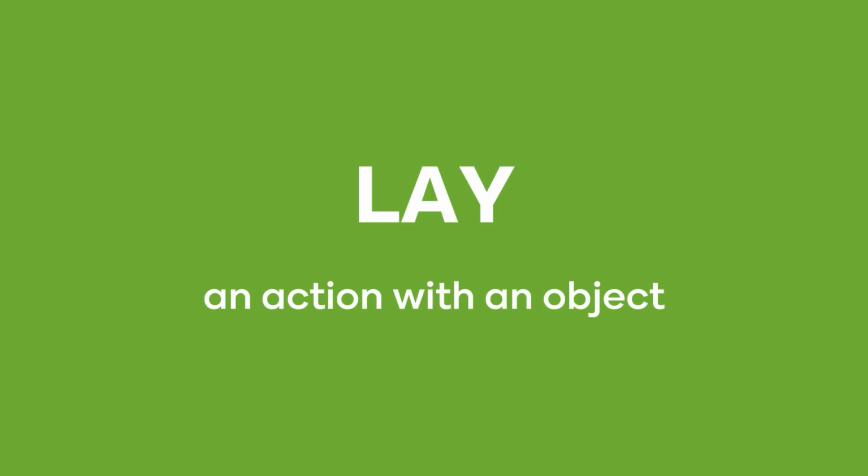Many learners understand lie as not telling the truth. That part is easy. But lie and lay, which mean to lie and to put, cause real confusion. Today, we'll use simple logic, not grammar tables. Lay. An action with an object.